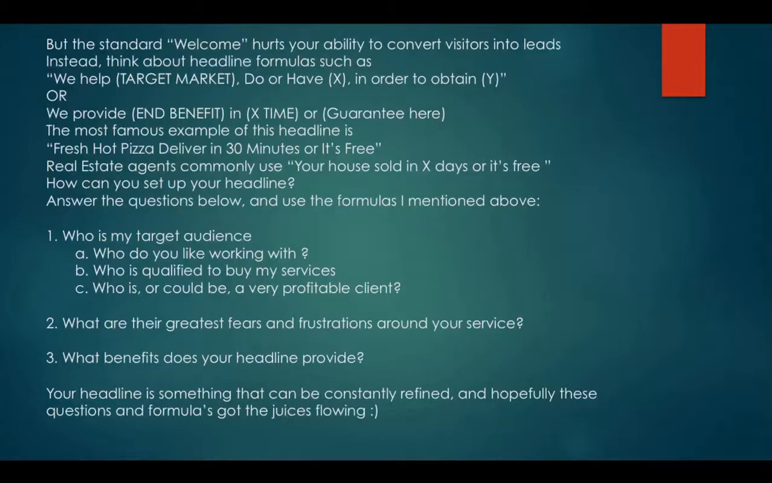Now, this could be something around tax returns completed in under X amount of time, or it's free, or whatever. Or if you don't get a tax return of at least X in under 90 days, then it's free, or whatever it may be. And you have to think about, what are the real benefits they want? What's a time frame that you can guarantee? And if you don't back that up, how can you potentially reduce the anxiety, the fear, the worry people have when making a decision? That's why you put a guarantee in the headline and the content of your website. Real estate agents commonly use the phrase, your house sold in X days, or it's free.